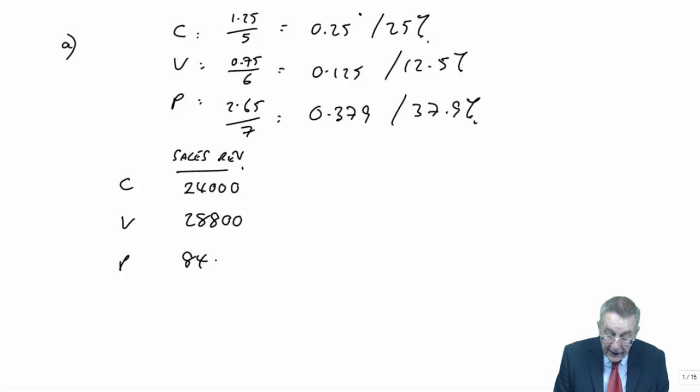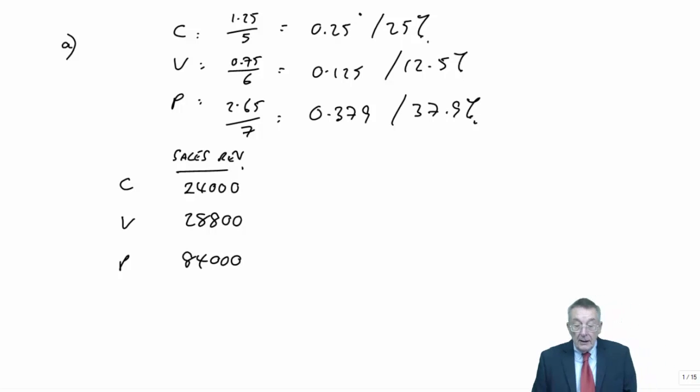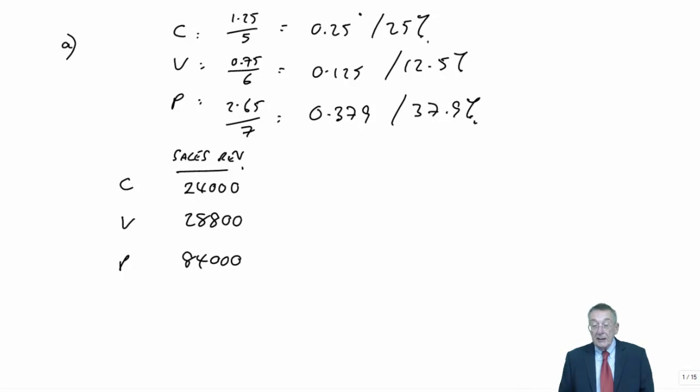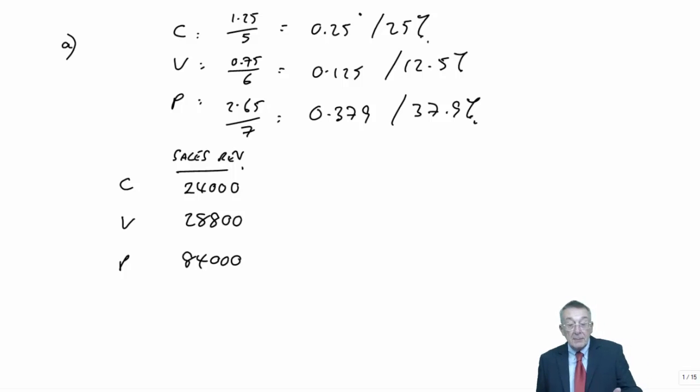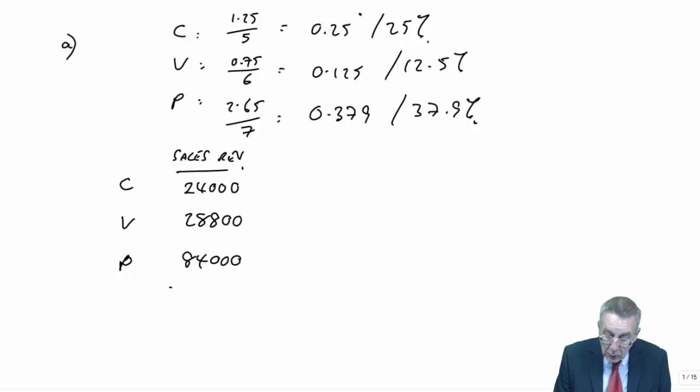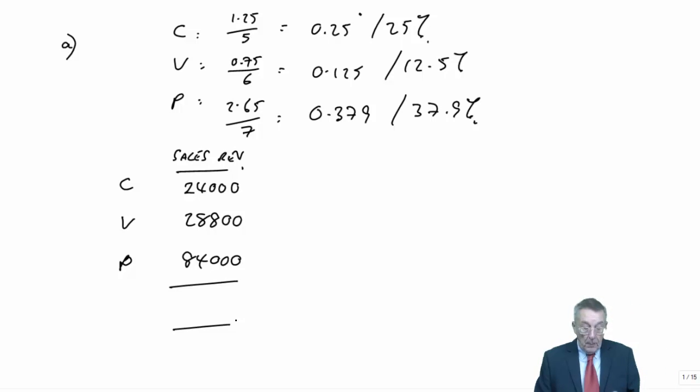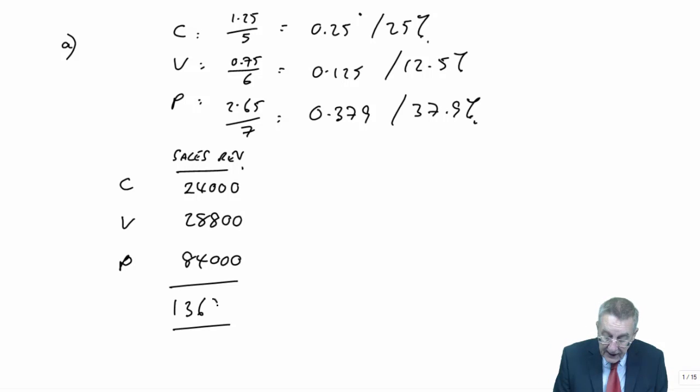is 84,000. And so in fact, because so many of our sales are budgeted to be P, from what I was saying before, I'd expect the overall CS ratio to be closer to P's than to the other two. But the total sales revenue I'm budgeting on, 24,000, 28,800, 84,000, is 136,800.